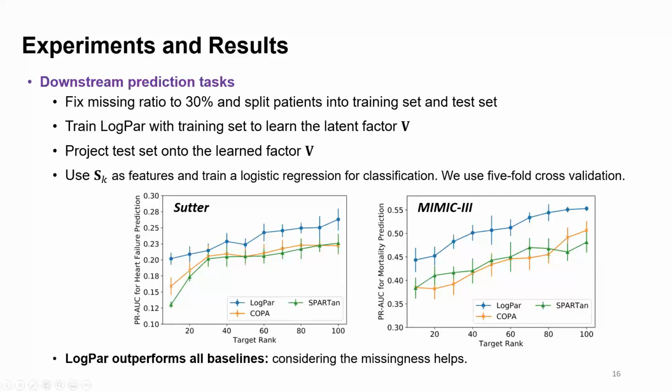We use fivefold cross-validation. This is the heart failure prediction task on the Sutter dataset, and this shows the PRAUC for the mortality prediction on the MIMIC3 dataset. It is clear that LogPar outperforms the two PARAFAC2 factorization baselines, COPA and Spartan. The reason is that our model considers the missingness, which helps the downstream prediction tasks by a large margin.